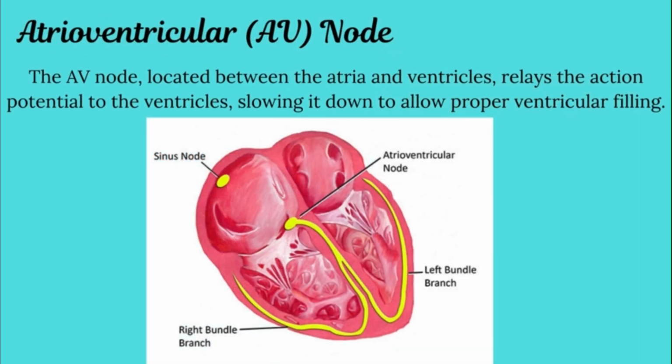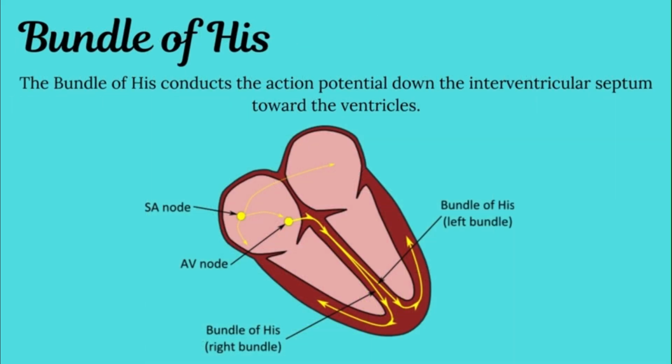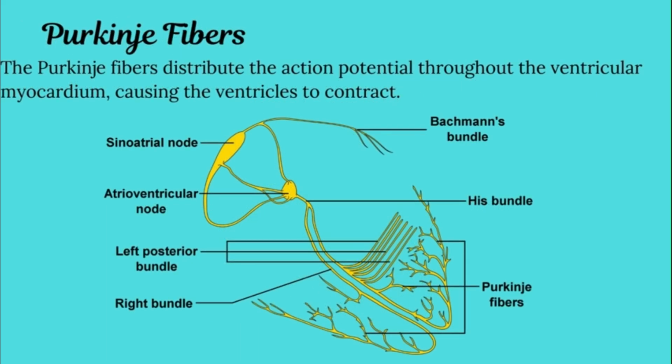Atrioventricular node. The AV node, located between the atria and ventricles, relays the action potential to the ventricles, slowing it down to allow proper ventricular filling. Bundle of His. The bundle of His conducts the action potential down the interventricular septum toward the ventricles. Purkinje fibers. The Purkinje fibers distribute the action potential throughout the ventricular myocardium, causing the ventricles to contract.